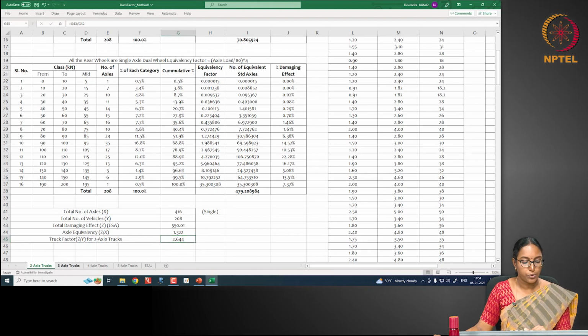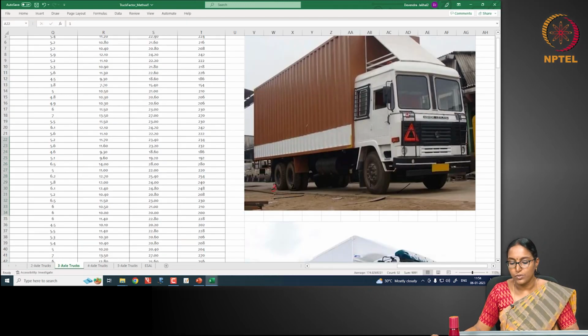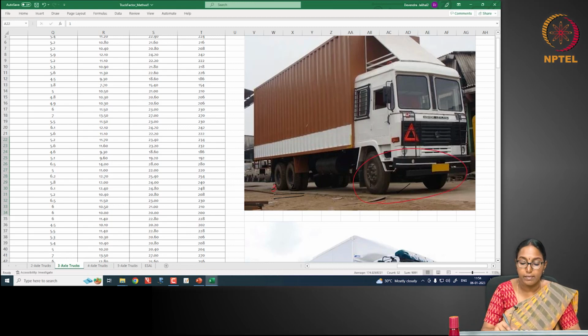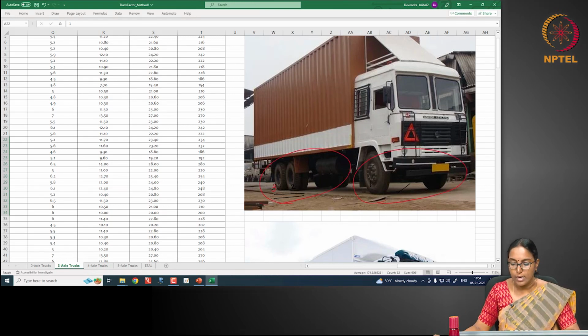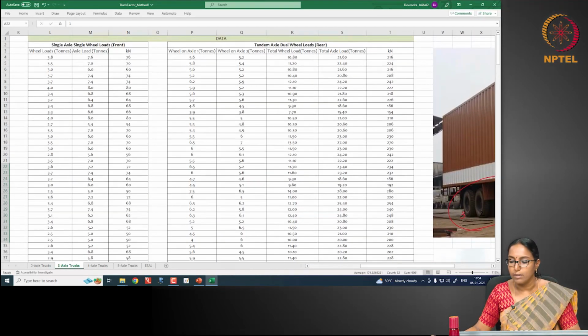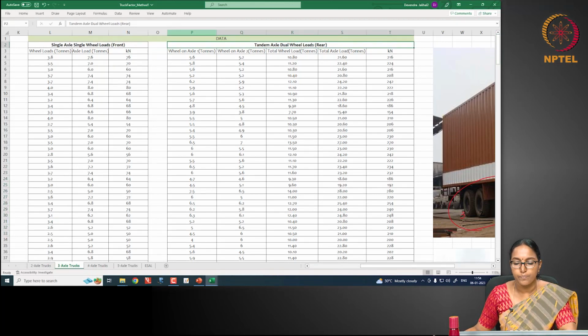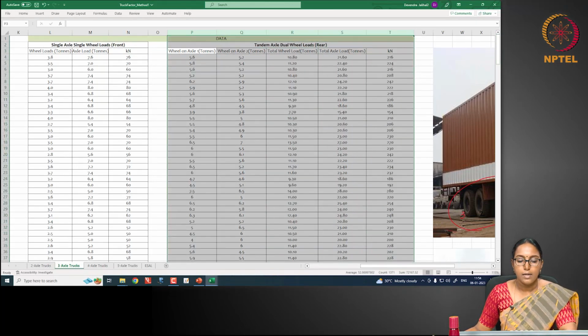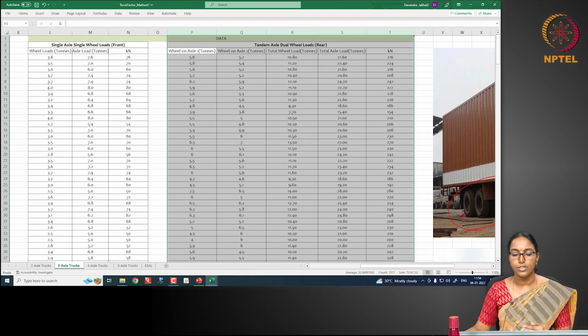Now let's move on to the 3-axle truck. As you see here, in the 3-axle truck, there is the front single axle single wheel and the rear, which is a tandem axle. Let me just show you how the tandem axle data is noted here. In the case of the tandem axle, you can see these columns here. The weight on one wheel of the first axle is noted, and the weight on one wheel on the second axle.